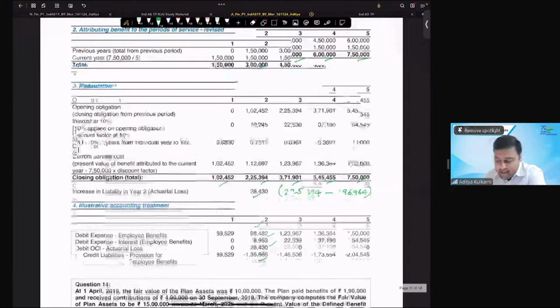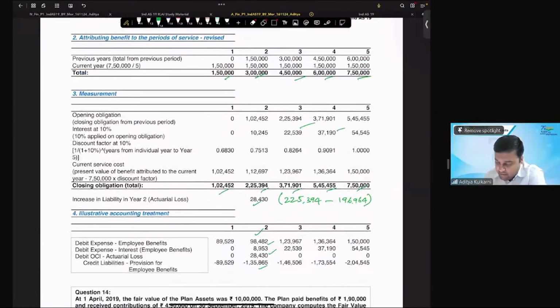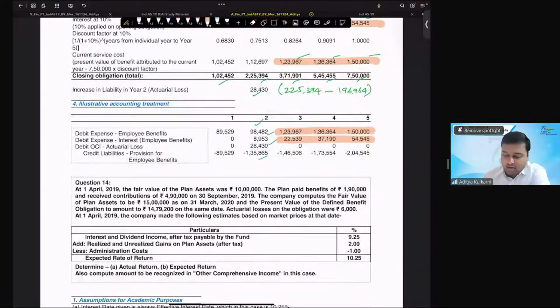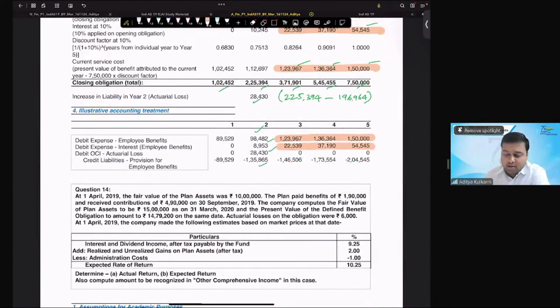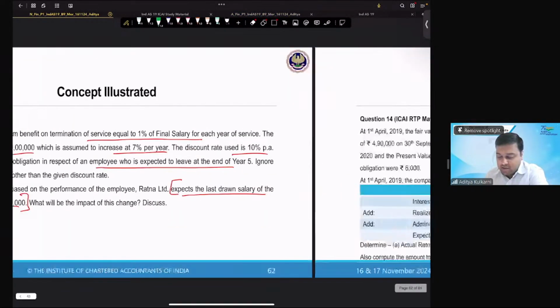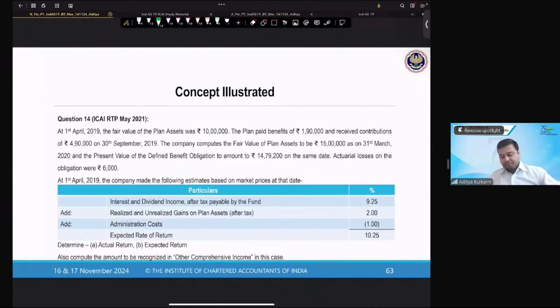And from the third year onwards, these interests will be applicable. This current service cost will be applicable. Is it okay? Yes, sir. This is your interest. This is your current service cost, which applies. So that's perfect. Nothing else from this question. So this goes to your other comprehensive income. So that is question 30. All right. Now, coming to the next one.